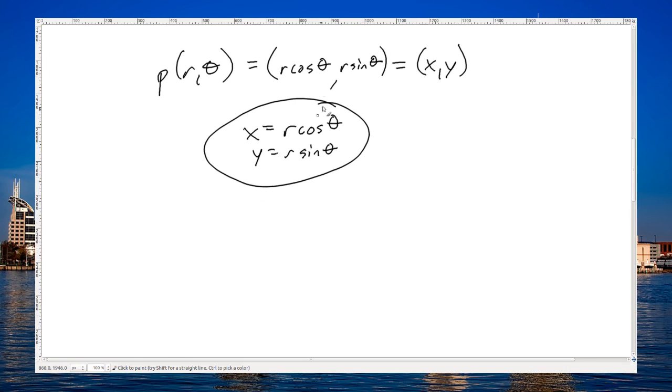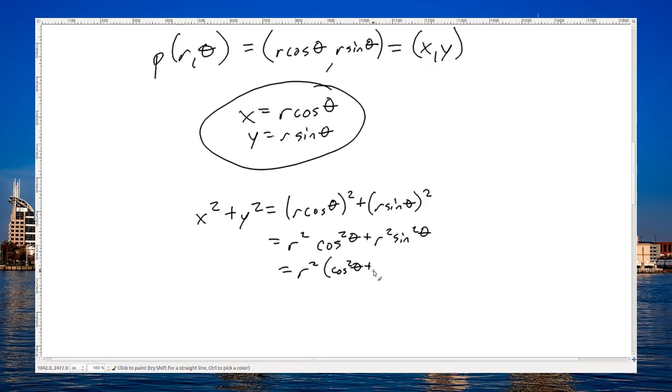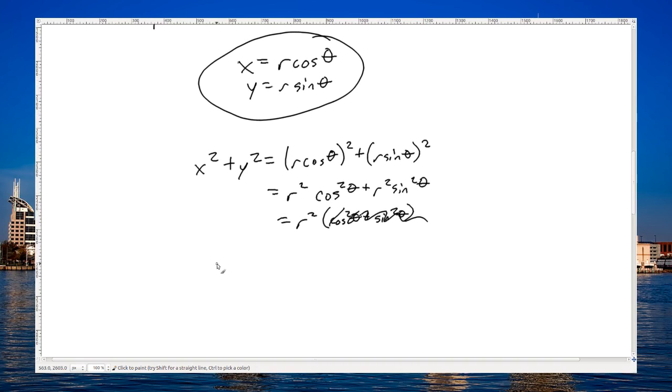But there are also two other equations that will be pretty useful for us. There's x squared plus y squared, which, let's just plug those in, is r cosine theta all squared plus r sine theta all squared. That's r squared cosine squared theta plus r squared sine squared theta, and we can factor out that r squared. Cosine squared plus sine squared is 1, and anything times 1 is itself. So there is our second important equation: x squared plus y squared equals r squared.